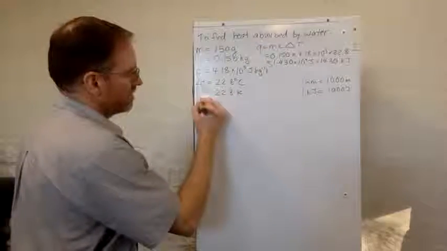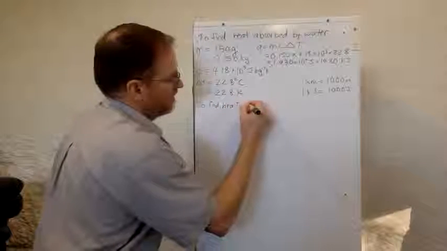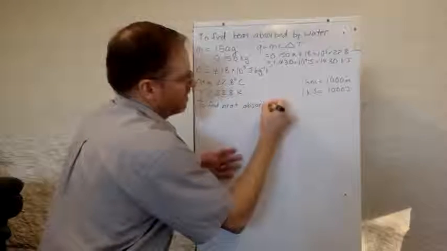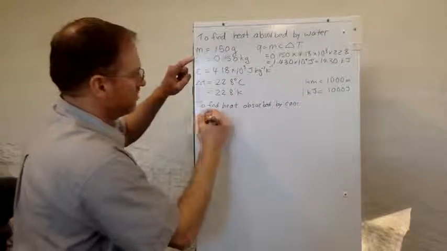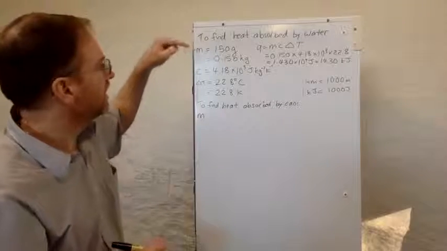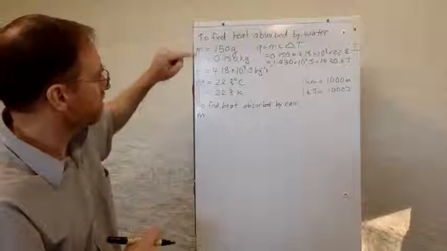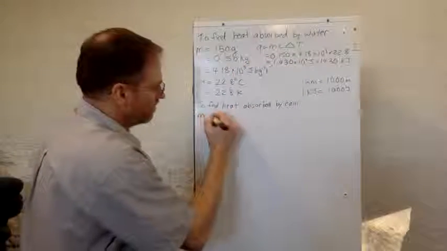Now we do exactly the same thing to find the heat absorbed by the can. So the heat absorbed by the can is going to be exactly the same. Now it's going to be the mass of the can. It is a good habit to make sure this is clear. I've got M twice. This time it's the water, this time it's the can. I've shown that by having a heading, but you can do things like this.